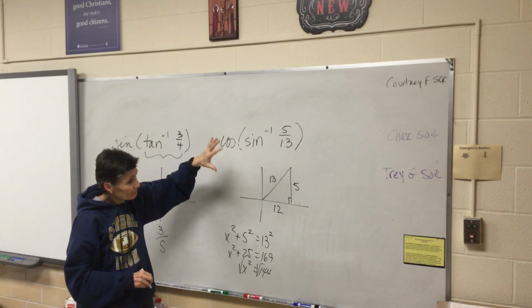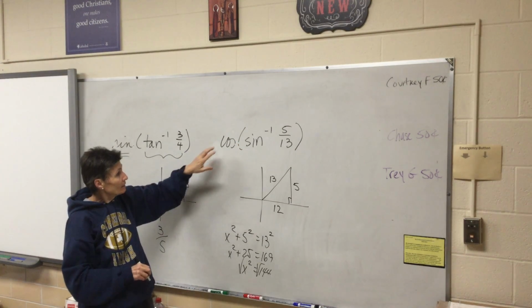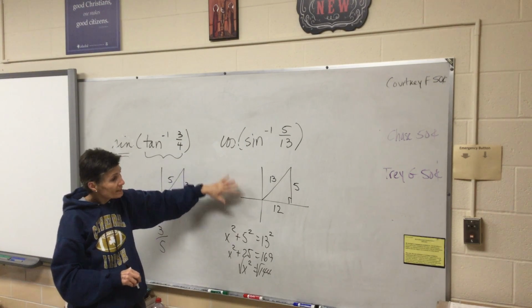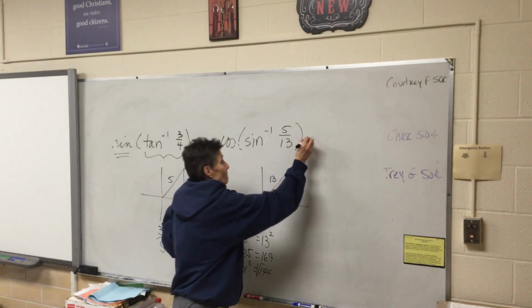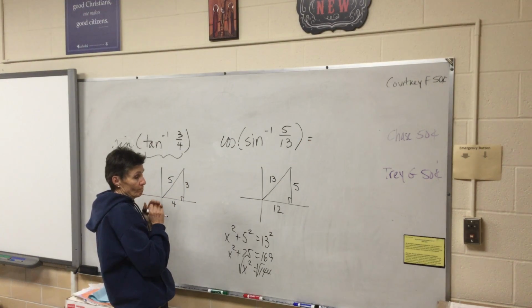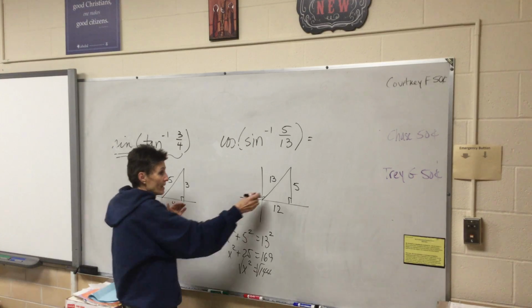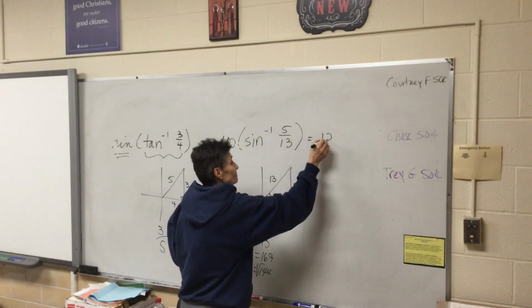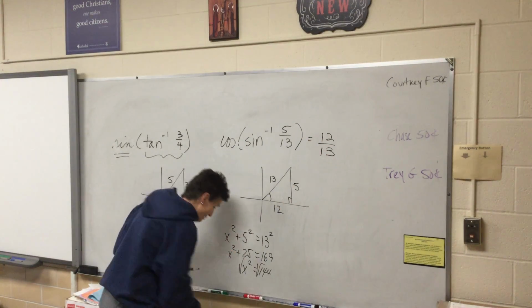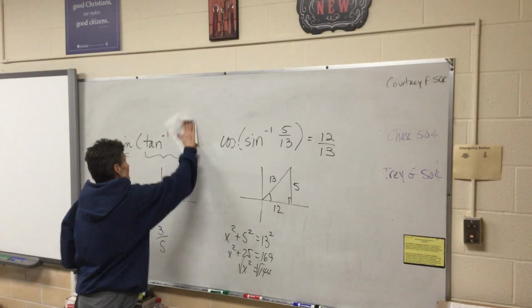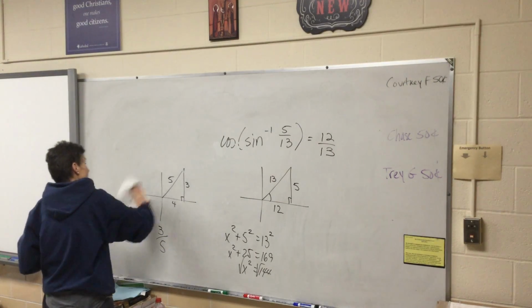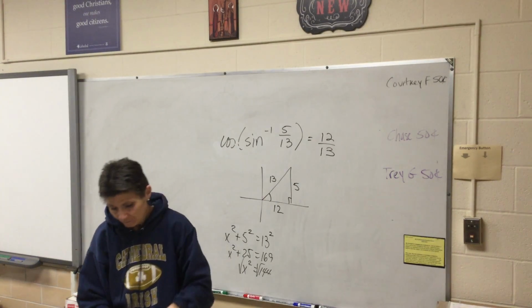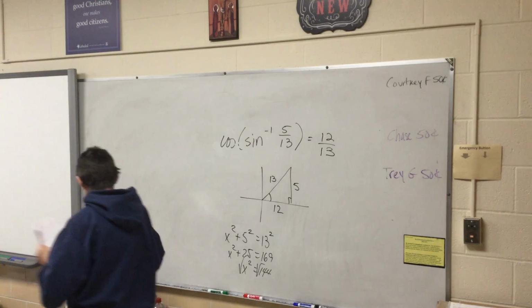Now, the triangle is drawn, and I want to know the cosine. The cosine in that picture is what? Here's your angle. What's the cosine? 12 over 13. Yes, indeed. So these problems look very scary, but as long as you do it one step at a time, they really aren't too bad. All right, let's look at the next one.